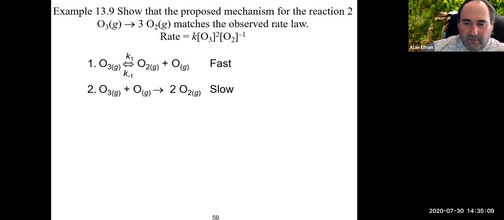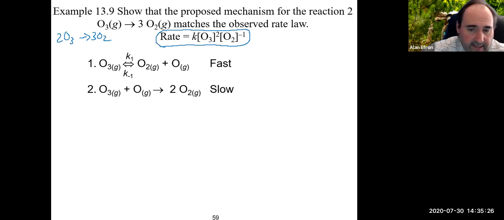So the two things that we really need to use to help us prove it are a couple of things that are given to us in the problem. That is the overall reaction, which is 2O3 goes to 3O2, and the overall experimentally found rate law, which is this one right here. So these are the two things. If we have an overall reaction that adds up to this, that's one check towards it being a plausibly good mechanism.